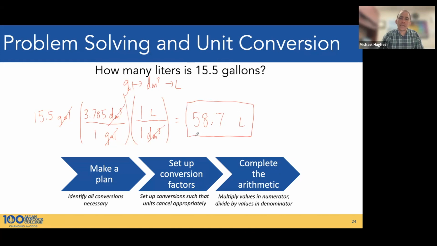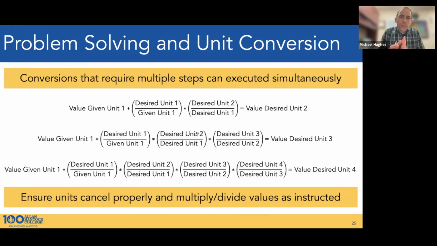Which brings up an interesting idea. We can do multiple conversion steps simultaneously as long as we know that the unit we're given cancels on the denominator, and then the desired unit in the numerator further cancels with another denominator, and everything cancels until the unit that we want comes out. And we can do this with 2 conversions, 3 conversions, 4 conversions, and that's really just as much as I could fit on this slide. But you could ostensibly do this infinitely, but you'd be really bored for the rest of your life doing arithmetic.